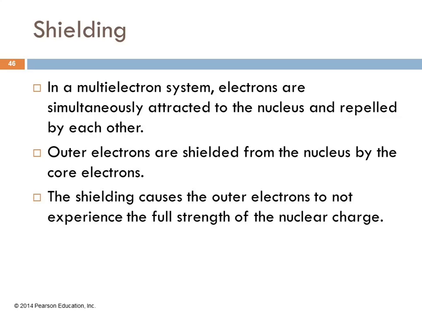So when we have a multi-electron system, there are electrons that are being attracted to the nucleus and being repelled by each other, because like charges repel each other. The outer electrons are effectively shielded from the nucleus by the core electrons. And that causes the outer electrons to not experience the full effect of the nuclear charge.